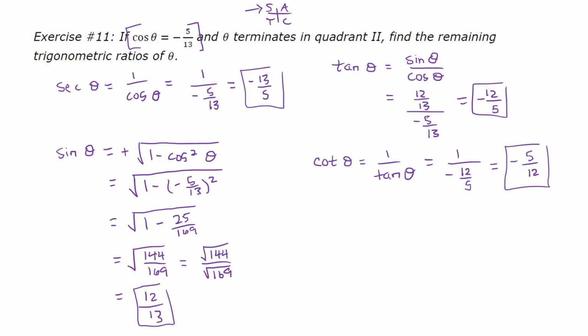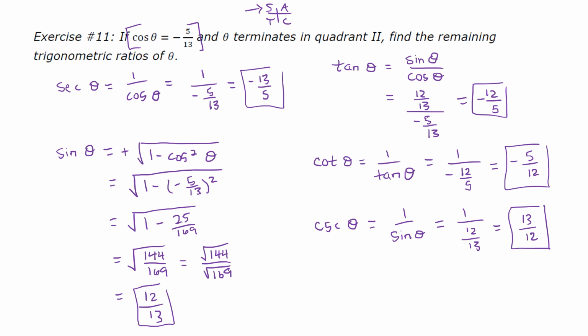Okay. And then our last trig function we need to find is the cosecant of theta. The cosecant of theta is equal to 1 over the sine of theta, which will equal 1 over 12 over 13, which equals 13 over 12. And it is positive. Okay. All right. So we have all 6 trig functions. We have all 6 of them.